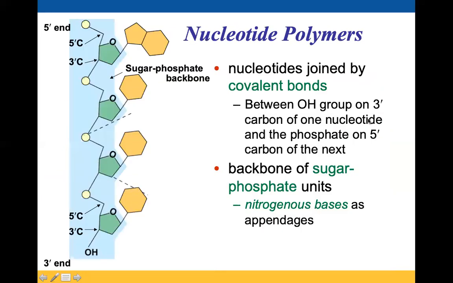This is a revisitation of how these things get structured. They're held together by these covalent bonds. Always remember that if there's the free hydroxide, that's typically your 3' end. And if there's a phosphate with nothing attached to it, that's your 5' end or your 5' carbon.